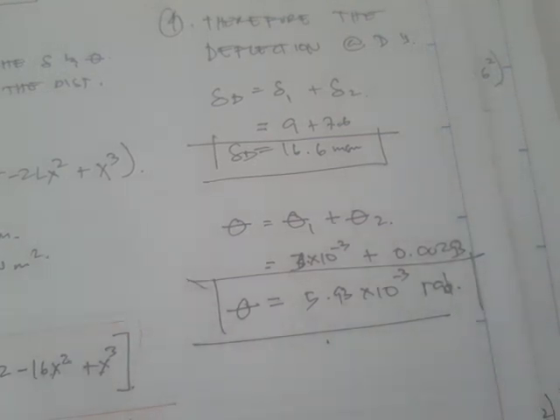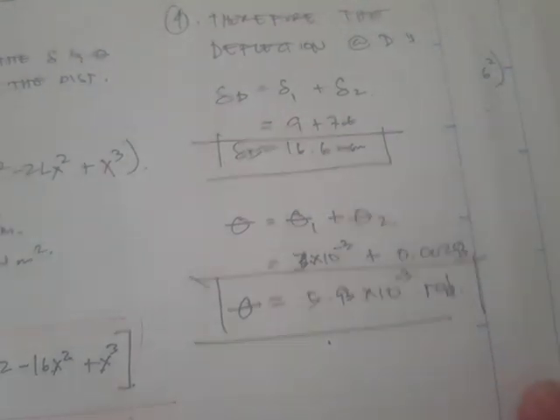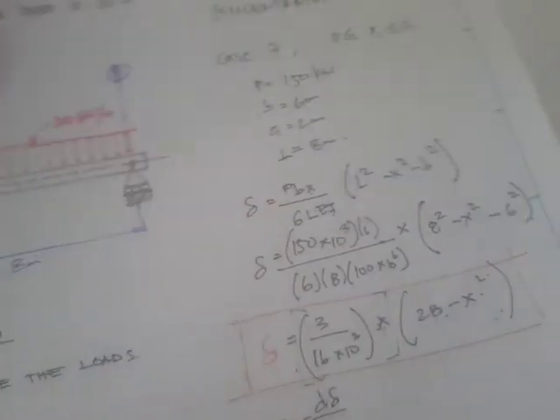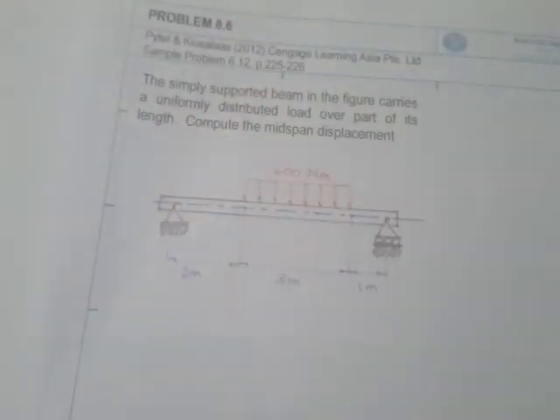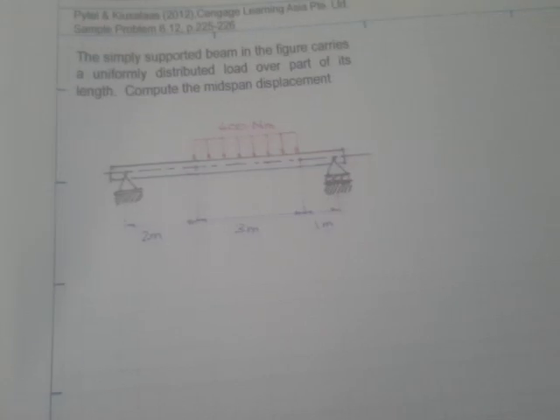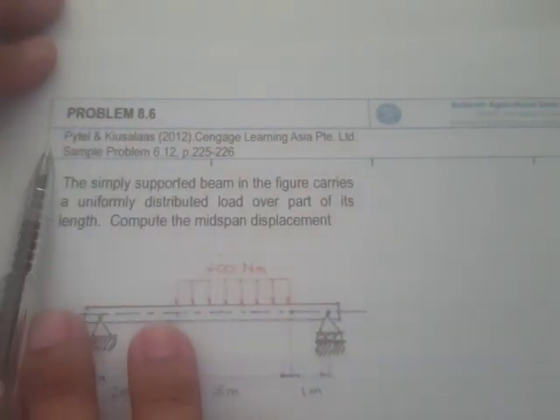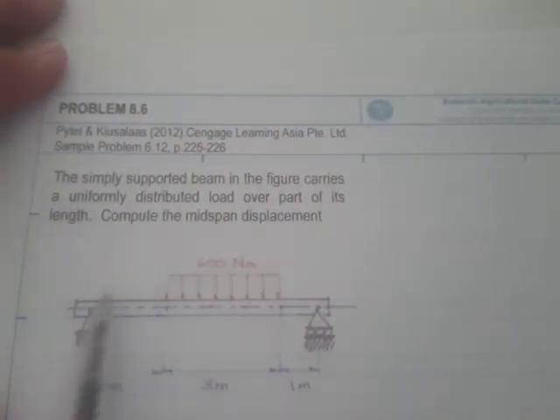Okay, so that's how we did it. The next one is, let's solve another problem, and this one needs a little bit of manipulations because we don't have these loading conditions in our table. So this is our last problem. This is taken from the textbook.